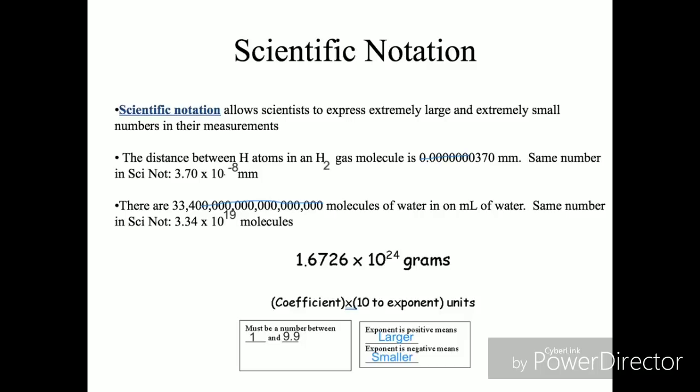The basic format for any number in scientific notation is to include a coefficient. The coefficient must be between 1 and 9.9 repeating. And we'll take the coefficient times 10 to a given exponent. If the exponent is positive, it means the actual number is larger than the coefficient. If the exponent is negative, it means the actual number in standard notation is smaller than the coefficient.